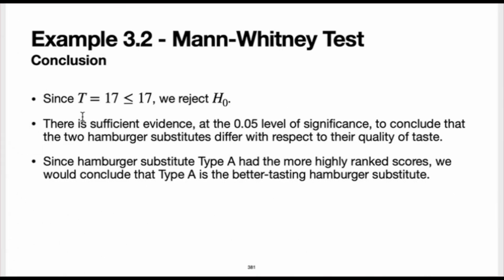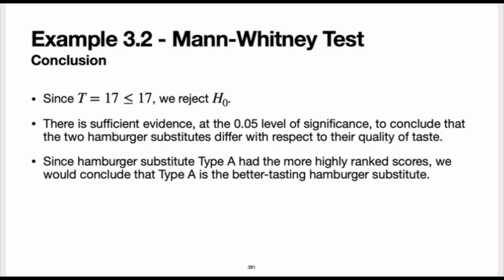So since the test statistic, which is 17, is less than or equal to 17, we reject the null hypothesis. Now we're seeing right here why it's important to understand whether the rejection inequality is strict or not. Because this table is constructed to use non-strict inequalities, we are rejecting in this case. If the criterion was to use a strict inequality, then because 17 is not strictly less than 17, we would not reject the null hypothesis. But in this case, we do use non-strict inequalities, and so we reject the null hypothesis here.